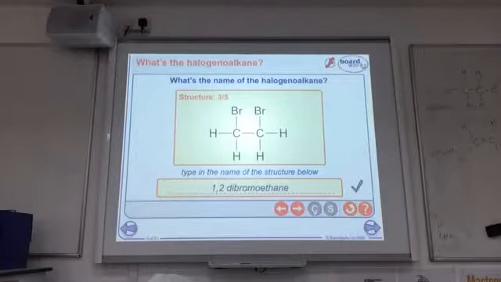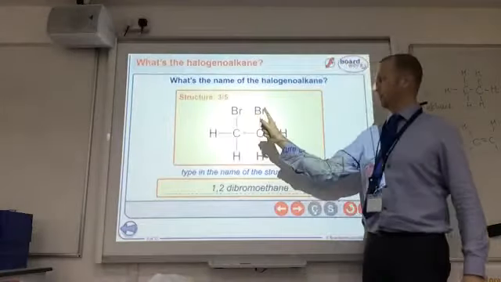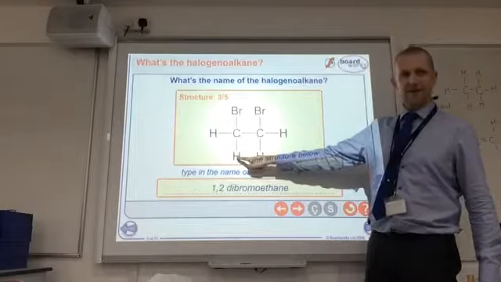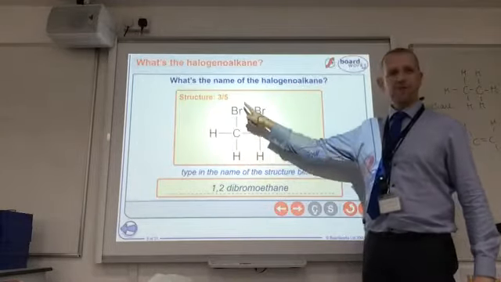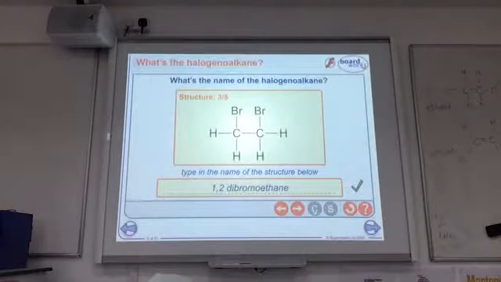Question. But if you flip it, wouldn't it look the same? Yes, you can flip this around, it would always be the same. But if I move this bromine to here, then it would be a completely different one. That would be 1,1-dibromoethane. Okay. Now we're getting the hang of where the numbers go.